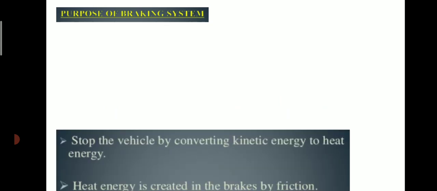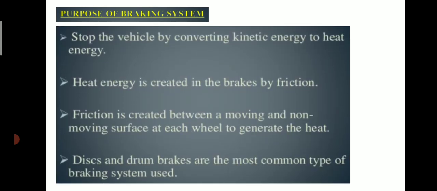What is the purpose of braking system? Let us see. The first purpose is to stop the vehicle by converting kinetic energy to heat energy. Heat energy is created in the brakes by friction. Friction is created between moving and non-moving surfaces at each wheel to generate the heat. Disc and drum brakes are the most common types of braking system used.